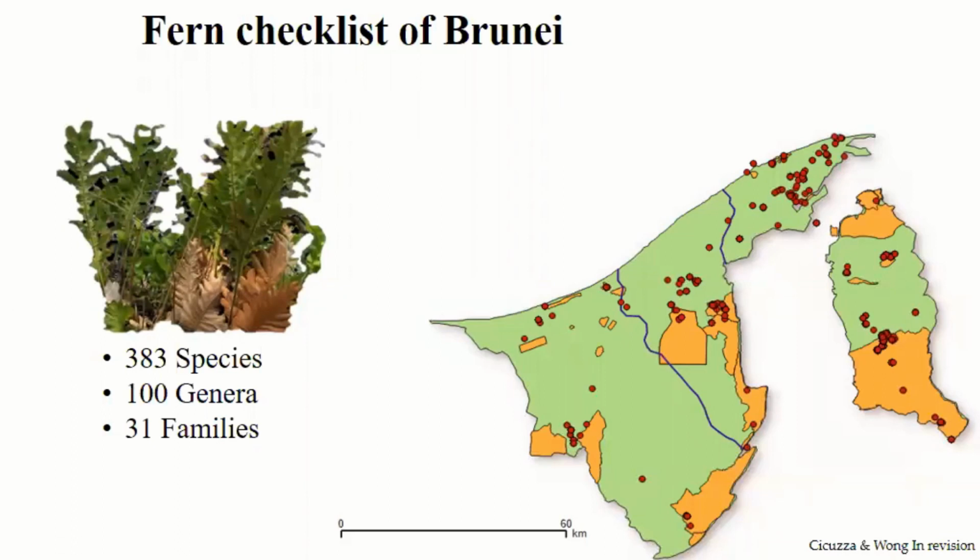So the checklist, so far we have 383 species. This is the poor collection that we have in Brunei. Lots of empty spaces here, but here it is very difficult to go. Here it is virtually impossible. This is the highest point of Brunei, 2,000 meters. You need to go by helicopter, and it takes quite some time to organize it. The administration in Brunei sometimes is a bit baroque, I would say.